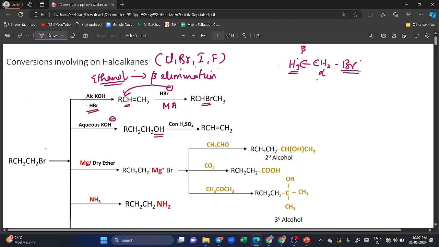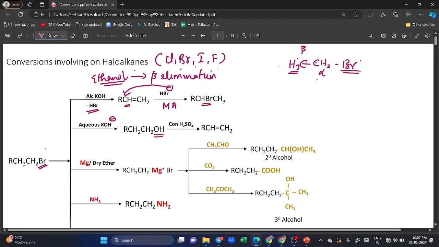Instead of alcoholic KOH, if I use aqueous KOH, then nucleophilic substitution will take place. Here your bromine alone gets substituted by the hydroxide group, which results in the formation of an alcohol. So to convert a haloalkane to an alcohol, you can use aqueous KOH. The next scheme, a continuation of that, I have given here.